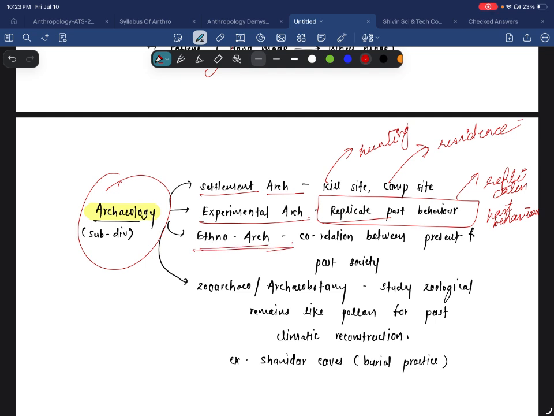Like, an example can be given. Nowadays people have started drinking water in clay pots and copper utensils. It is again an example of experimental archaeology, in which the people of today's generation are trying to mimic or replicate the habits of the past. Then ethnoarchaeology is generally the correlation between the present and past society.